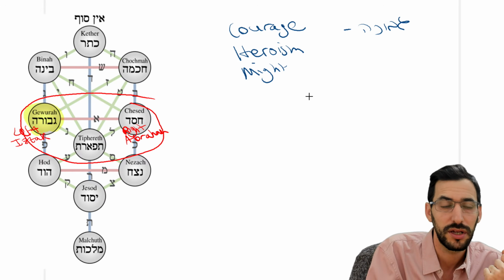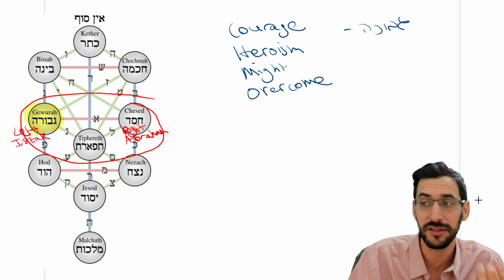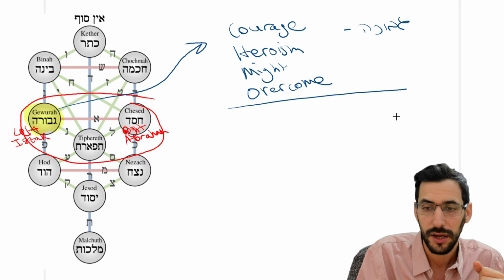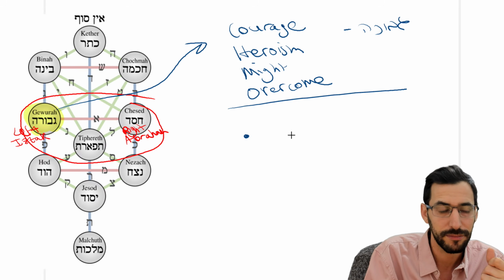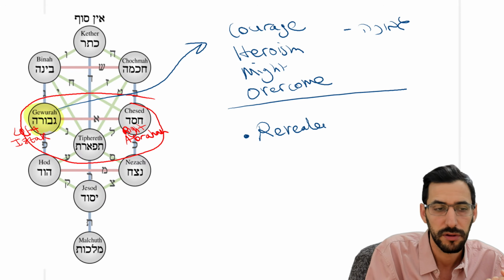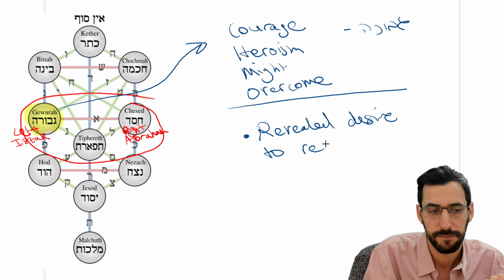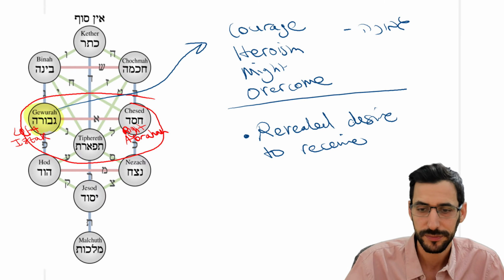It also comes from the word lehidgaber, which is to overcome. So that means that there is something to overcome here, right? So this is Gevura. Now, the reason why it's called to overcome, and I'll write this here not only as a translation but also as a quality, is because here it is already a revealed will to receive. A revealed will or desire to receive. Right? And that means that there is already work to overcome it.